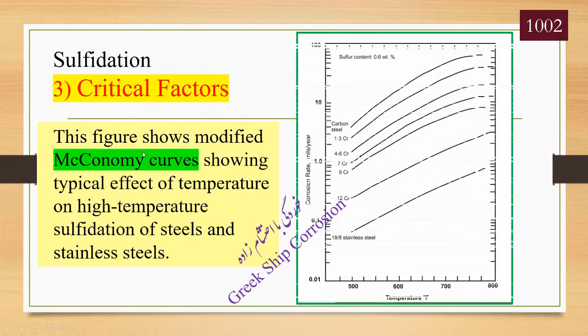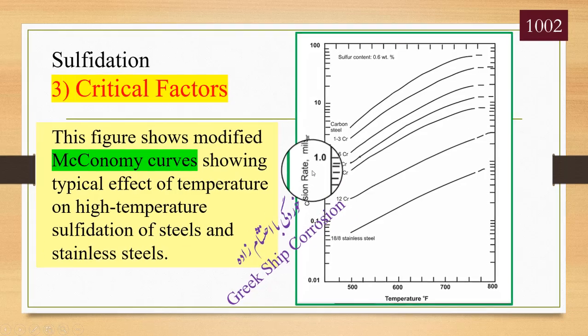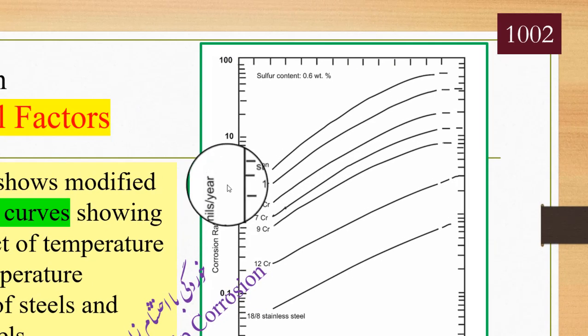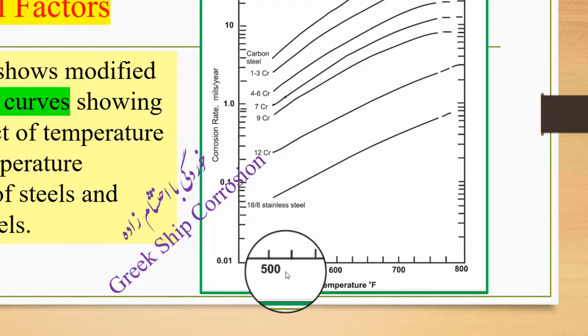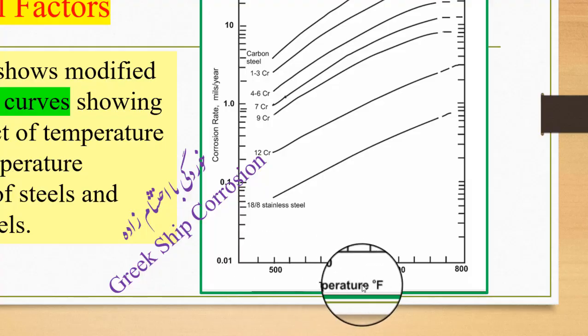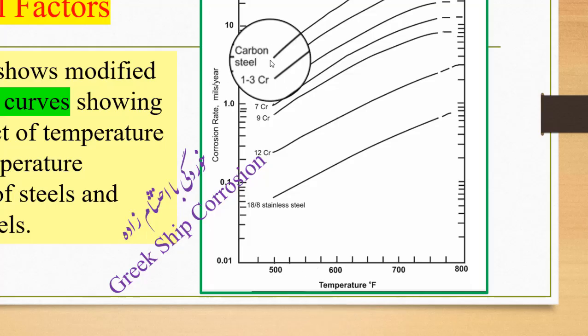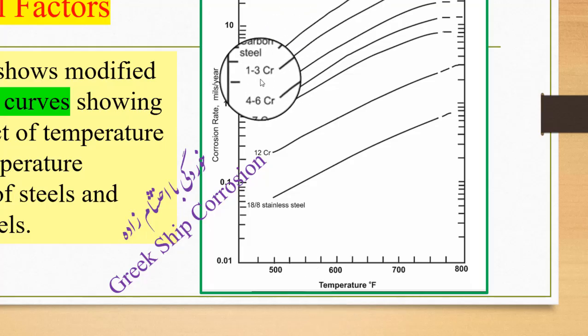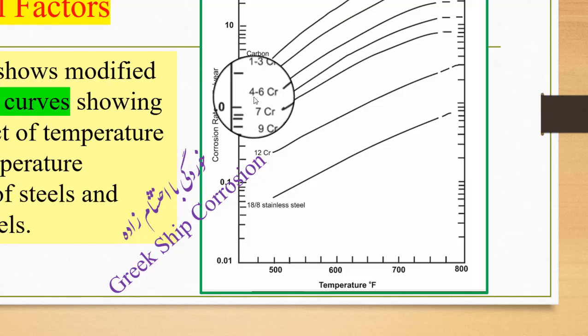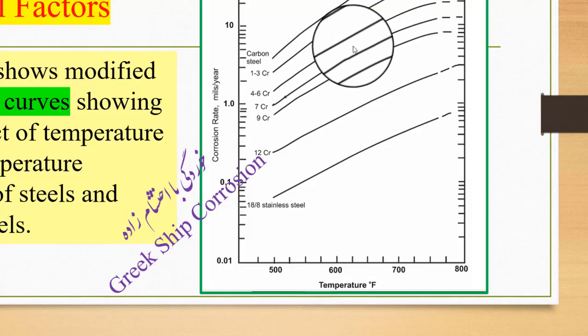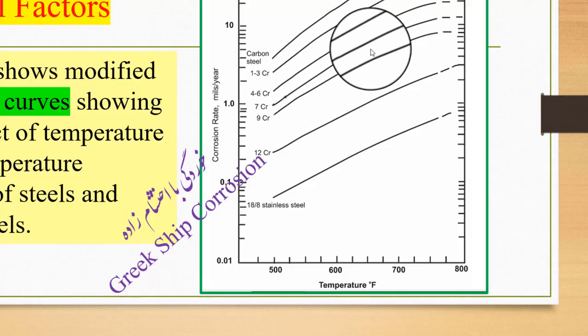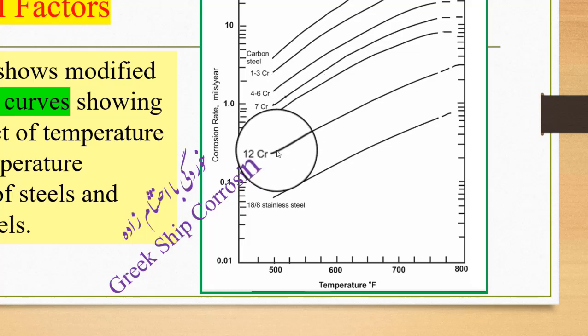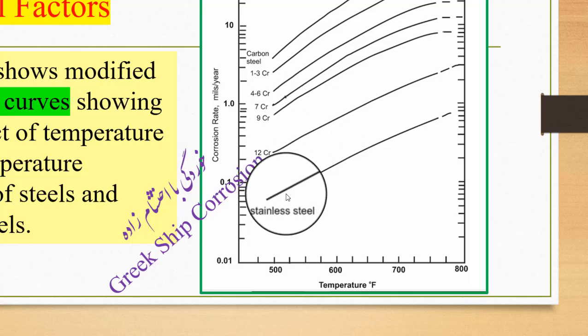This figure shows modified McConomy curves showing typical effect of temperature on high temperature sulfidation of steels and stainless steels. The vertical axis is corrosion rate in MPY, or mils per year, and the horizontal axis is the temperature in degrees Fahrenheit. Carbon steel, 1 to 3% chromium, 4 to 6% chromium, 7% chromium, 9, 12, 18-8 stainless steel.